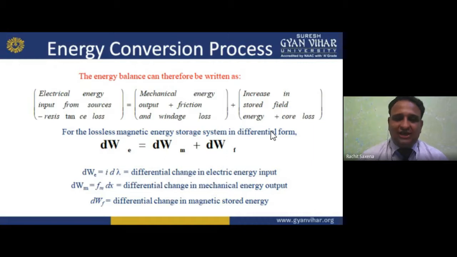So two losses are there: eddy current and hysteresis. Now friction and windage loss take place in the mechanical losses. So friction, if one thing is rotating like this, that is friction.